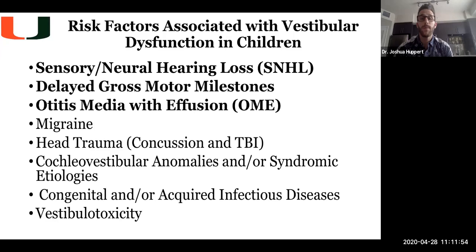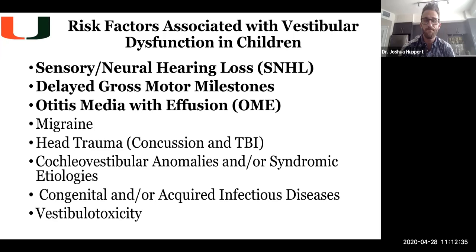Looking at vestibulocochlear anomalies and or syndromic etiologies. So that's something very familiar, looking at things like CHARGE, looking at things like Mondini malformation, et cetera. These are more anatomical structural abnormalities that we can often see and or a disorder that has known associated vestibular issues, things like Waardenburg, stuff like that. Congenital or acquired infectious diseases. So this is something like CMV. I'm going to show a case with CMV a little bit later in the presentation, but again, there are known associations of that. Meningitis is another one. And then vestibular toxicity, which we see in a lot of our kiddos that are being tracked for various forms of cancer.